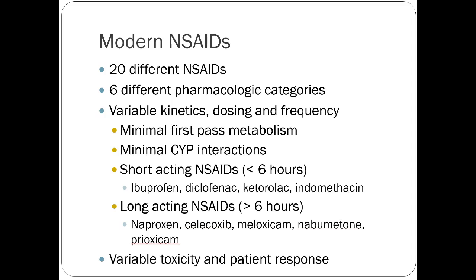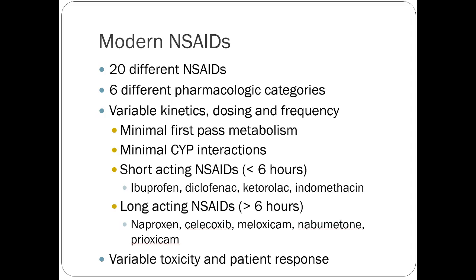Modern day, we have about 20 different NSAIDs on the market. There are 6 different pharmacologic categories, which doesn't mean anything to us because they all do the same thing. So when I break them down into different categories, I kind of got rid of some of that too. Don't worry about it. They're all basically the same with the exception of one NSAID and a couple little caveats I'll give you here and there.